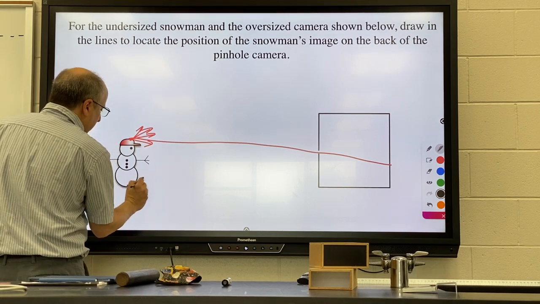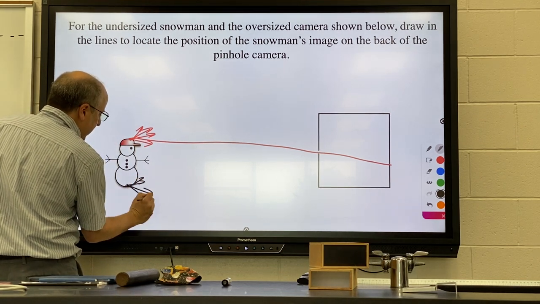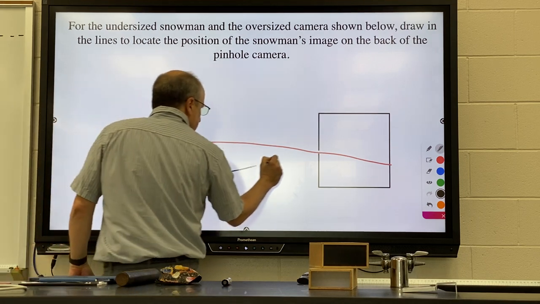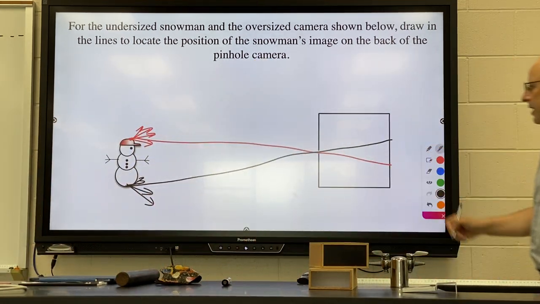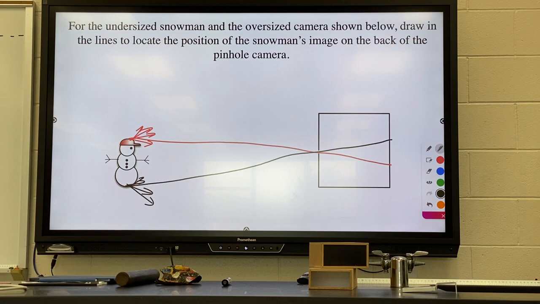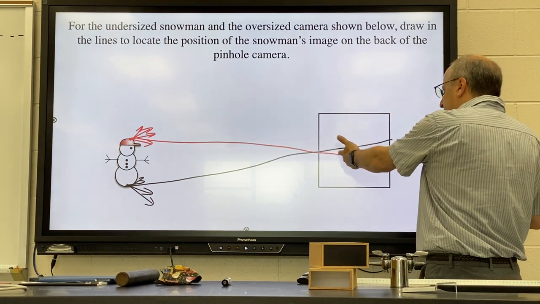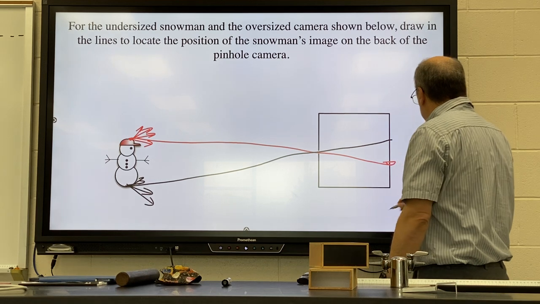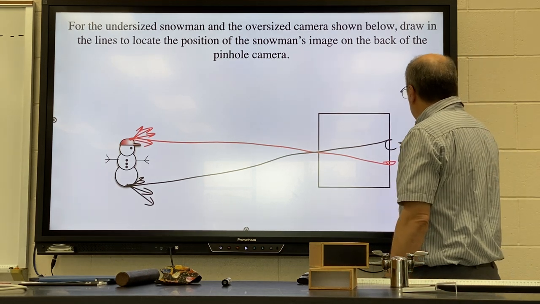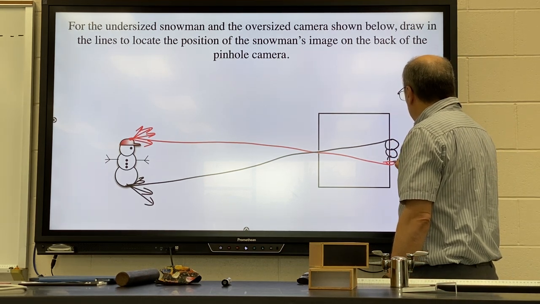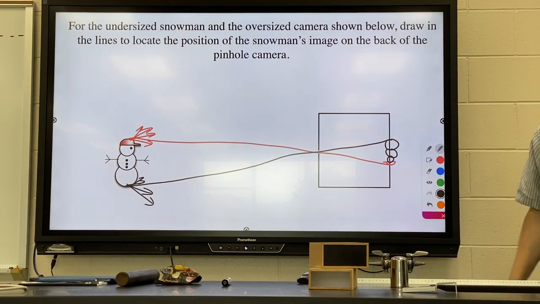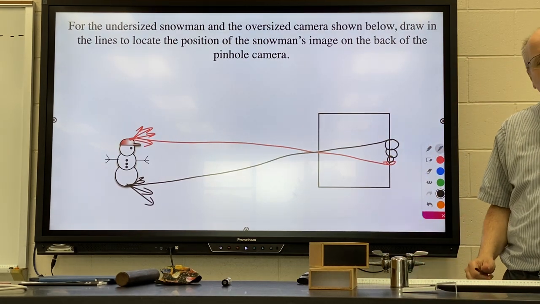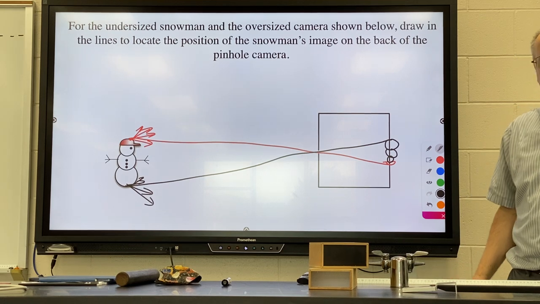So coming off the bottom, we got lots of rays of light heading in all different directions. We want the one ray of light that passes through the pinhole and then strikes the back wall of the camera. Okay, I hope you see that the light coming from his hat hits here. So the top of his hat would be right there. The bottom of the snowman would be right there. And as you can see, this pinhole camera forms an inverted image.